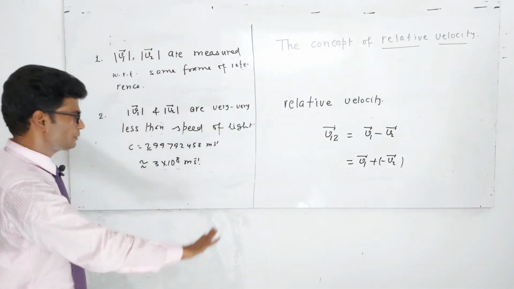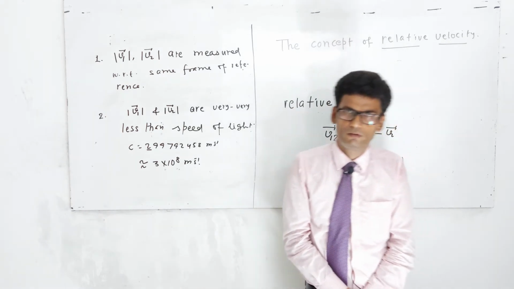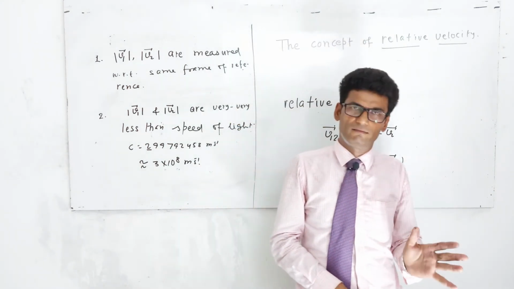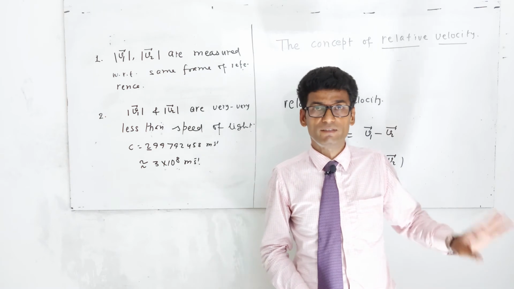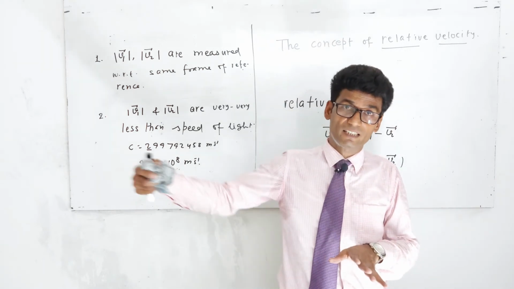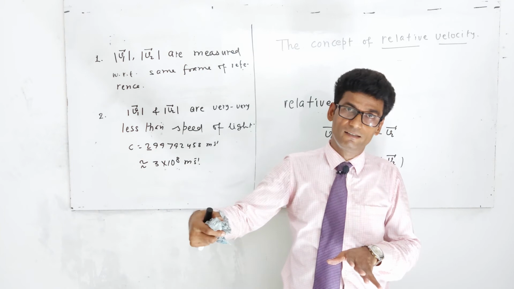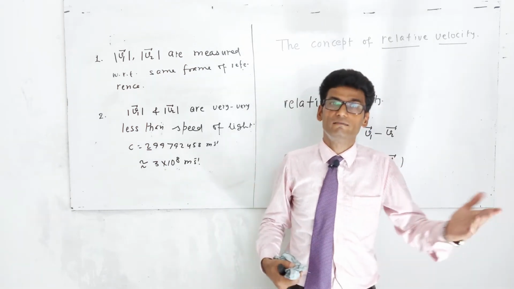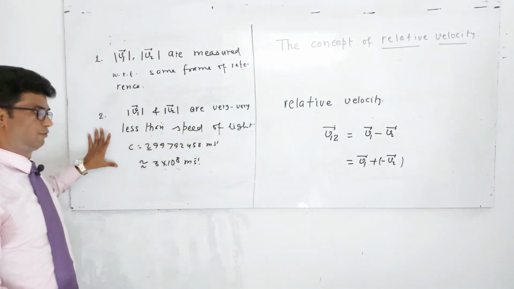If speed is comparable to the speed of light, then we have to use the relativistic velocity transformation; otherwise it comes out to be the non-relativistic velocity transformation. So we will see separately the Galilean transformation of velocity and the Lorentz transformation of velocity. Lorentz applies when speed is very close to or comparable to the speed of light. If speed is very small, we use the Galilean transformation. We will see that later on, but right now this condition must be fulfilled.